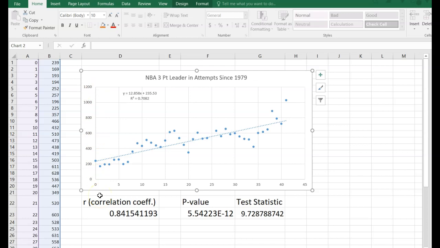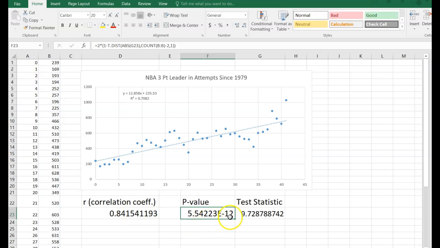So what does that mean? That means that time passing is a good indicator that three-point attempts are going to increase, and that's happened in the NBA. So that's something I would expect to have a very strong correlation. The p-value is 11 leading zeros, so that just indicates that this 12.858 is very much non-zero. So a line does a great job of predicting this.